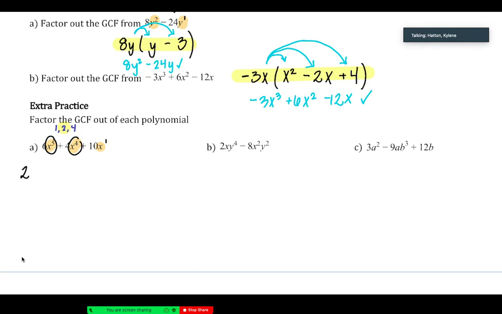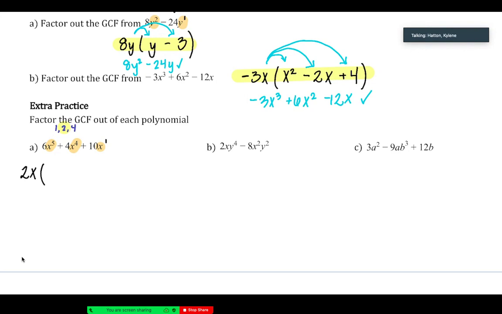And x to the fifth is x times x times x times x times x. I had to count that one. But x to the fifth is not a factor of x to the first power, because that's just 1x. So I can't factor out the whole thing. I can only factor out the x to the first power. So I'm going to factor out an x to the first power along with my 2. And now I'm ready to figure out what stays inside the parentheses.